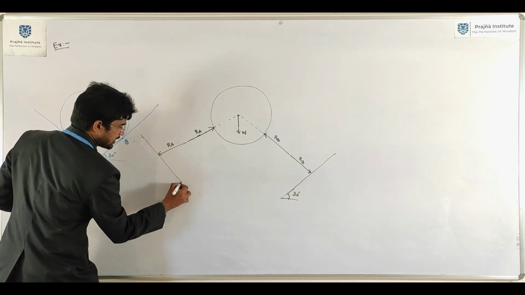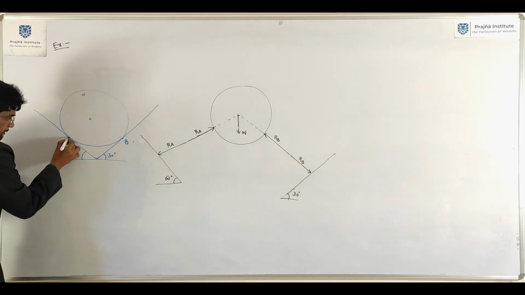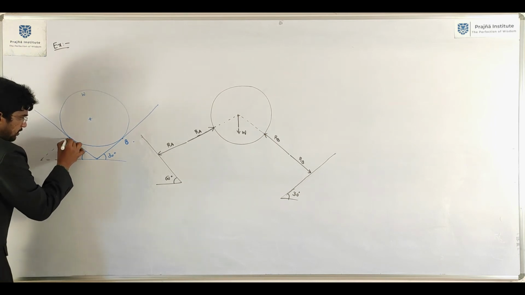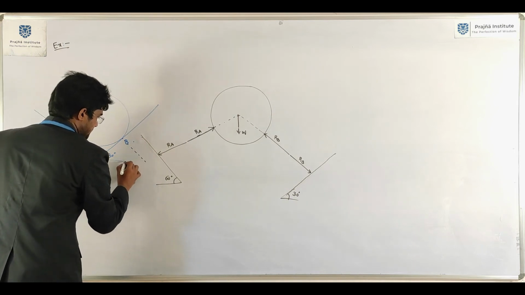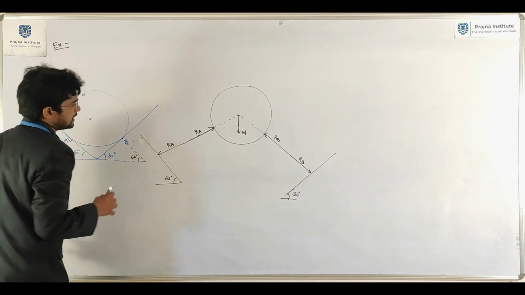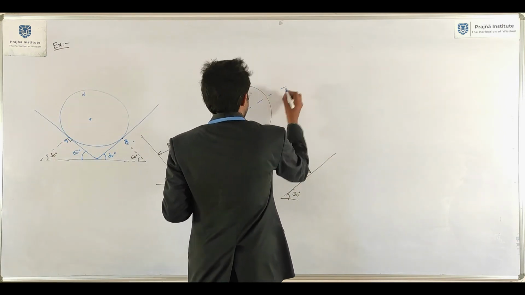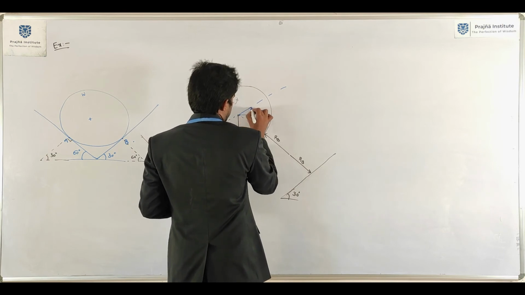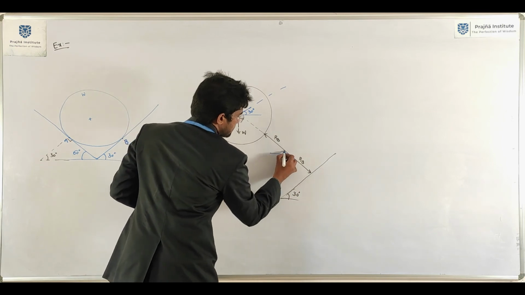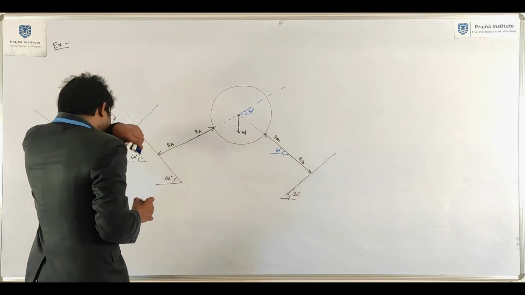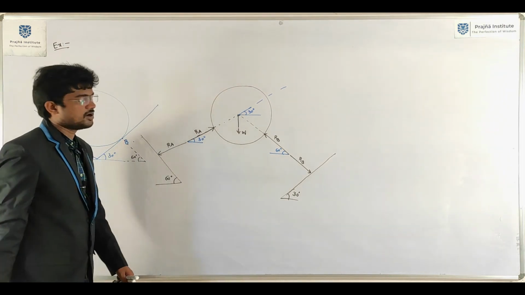Okay, so here it is making an angle 60 degrees with the horizontal. Okay, so here to here, if it is perpendicular, it is making an angle 30 degrees. It is making an angle 60 degrees. So RA is making an angle 30 degrees with the horizontal. RB is making an angle 60 degrees with the horizontal. Okay.